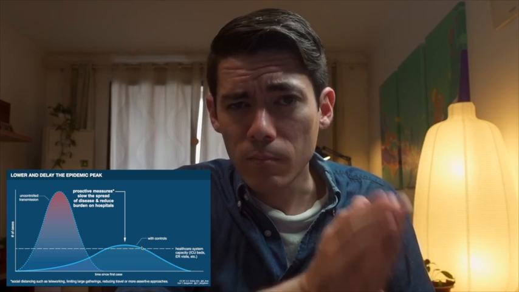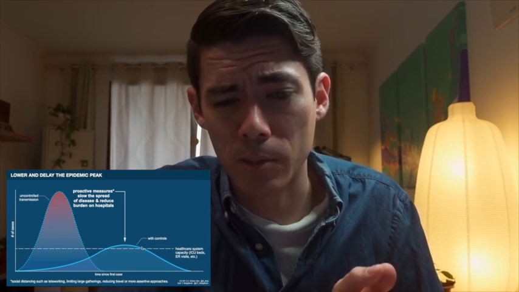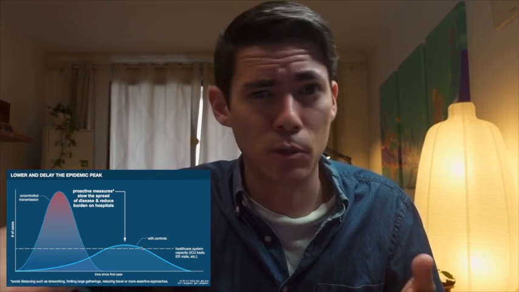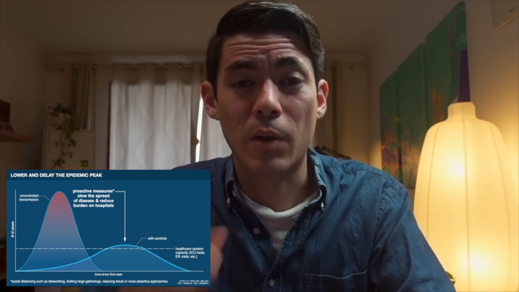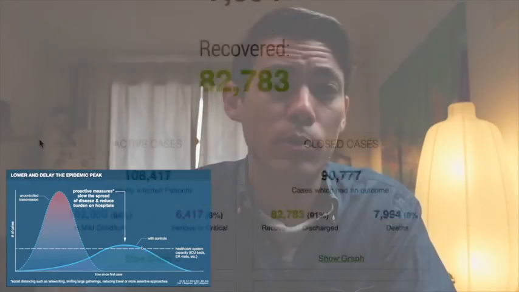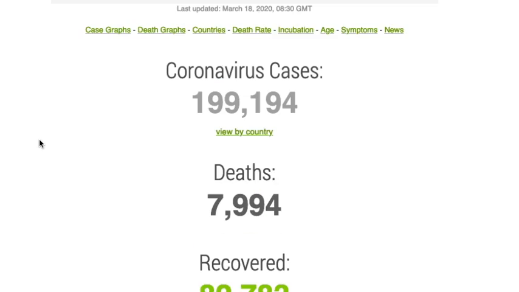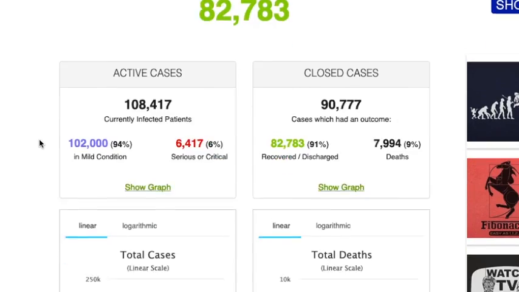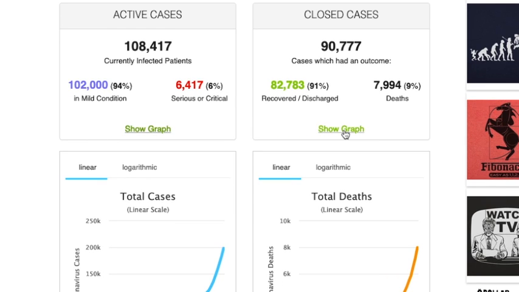Now, when I made that claim before, a few people wrote to me and left comments saying, no, that's not going to happen. The death rate's always going to either be level or it's going to go down as people get care. But actually, this is what we see looking at the current data. So if we go back to the Worldometers main page here, we can take a look at the closed cases. These are cases that have resolved one way or another. Either they've died or they've been discharged, they've recovered.